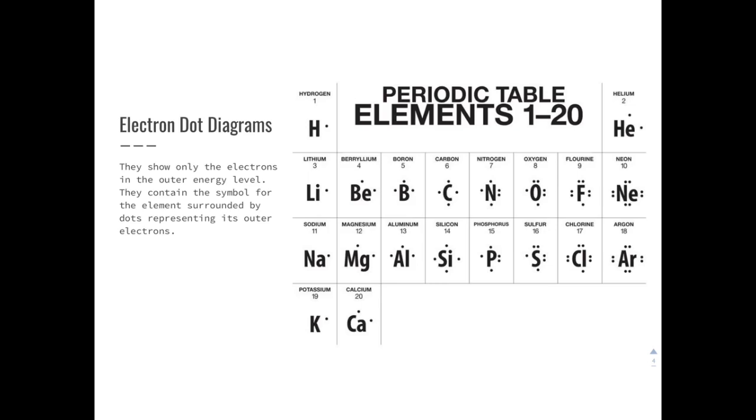And in order to talk about bonding, we're also going to use electron dot diagrams. Electron dot diagrams only show the electrons in the outer energy level, and they contain the symbol for the element surrounded by dots representing its outer electrons.